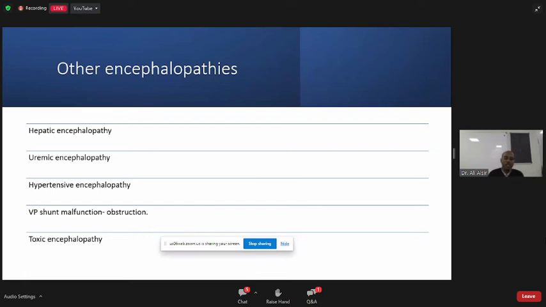The same idea in uremic encephalopathy, especially among those patients with chronic kidney disease, or sometimes even with acute kidney disease like hemolytic uremic syndrome, which sometimes might end with severe acute renal dysfunction, high urea, and might end with also encephalopathy. We call it uremic encephalopathy.